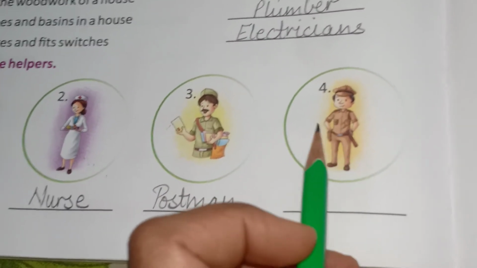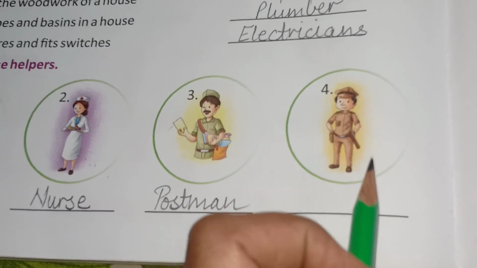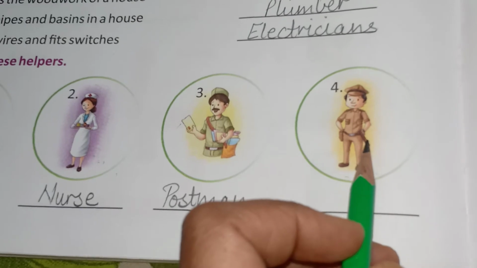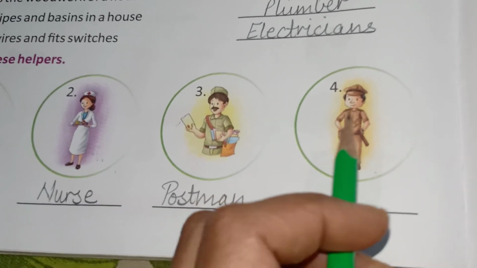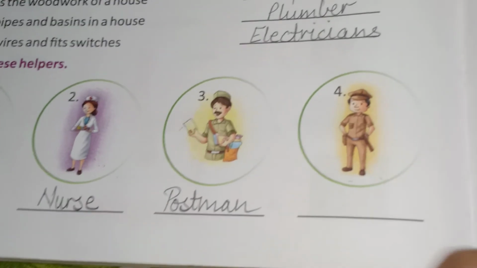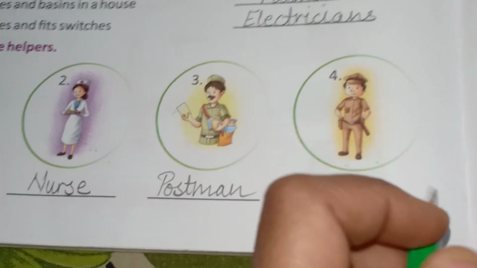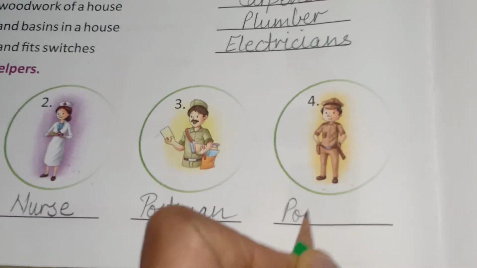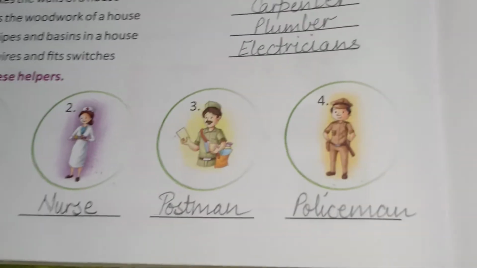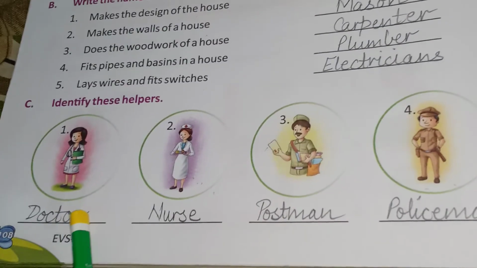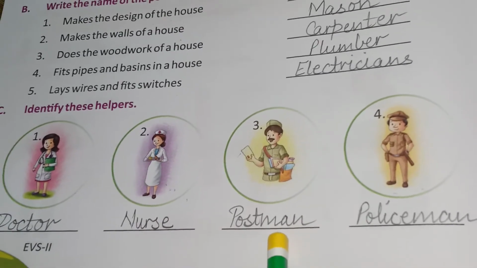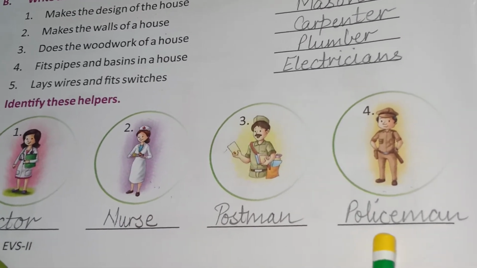This is a person who is wearing a uniform in khaki dress, and he is having a pistol here, and he is having a duty cap also. So this is a policeman. So we will write P-O-L-I-C-E, police, M-A-N, man, policeman. So as you all know, the first picture is of a doctor, second picture is of a nurse, third picture is of a postman, and the last, fourth picture is of a policeman.